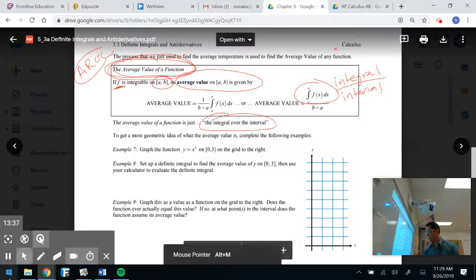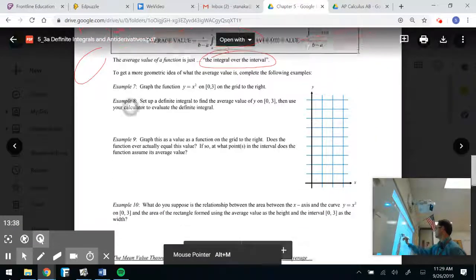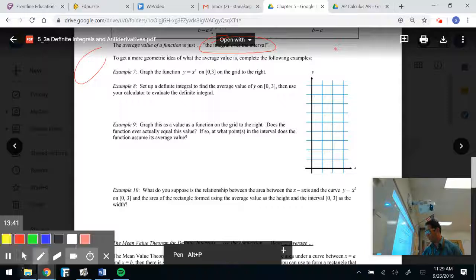Now, what is all this stuff talking about? What's an average value? Well, we're going to do this example here to help it make sense.